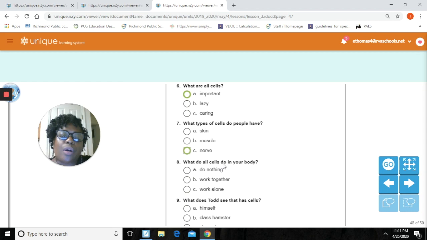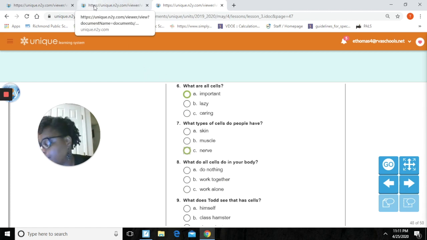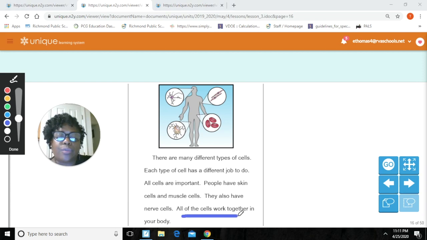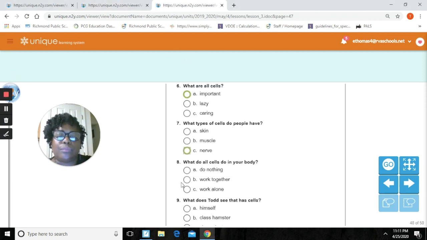Number 8 says, what do all cells do in your body? A, do nothing. B, work together. Or C, work alone. Make a choice. And let's use our story to come up with the correct answer. And here is our answer. All cells do what? Work together in your body. There it is right there.